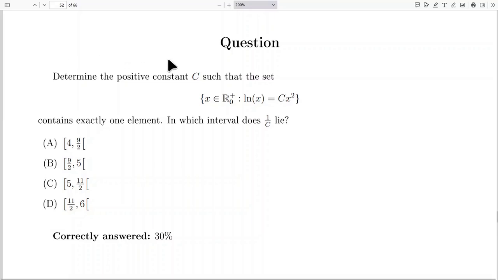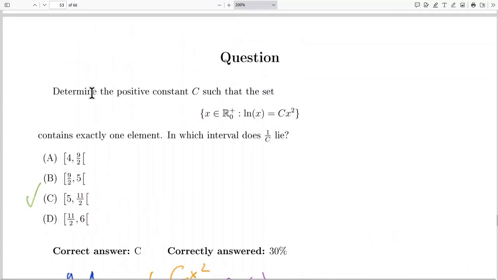This is a question about two curves touching each other, and some constant. You can see that only 30% of applicants got this one correct. So if you want to try for yourself, you can pause the video and have a go at it.